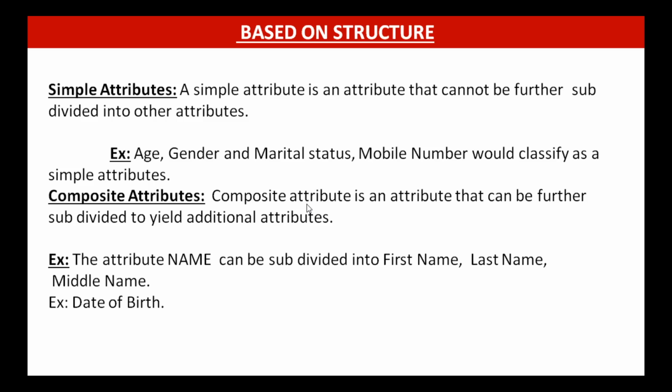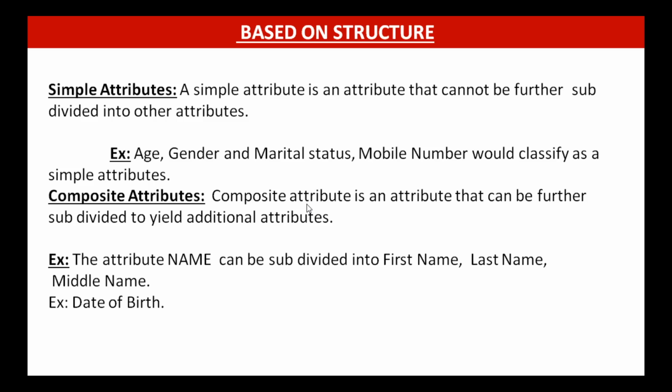And coming to the classification based on structure. Based on structure, the attributes are classified into two types, simple attribute and composite attribute. A simple attribute is an attribute that cannot be further subdivided into other attributes. For example, when you have an age attribute, can you further subdivide it into attributes? No, not at all. And coming to gender, no. And marital status, mobile number, those attributes which cannot be further subdivided into other attributes are known as simple attributes.